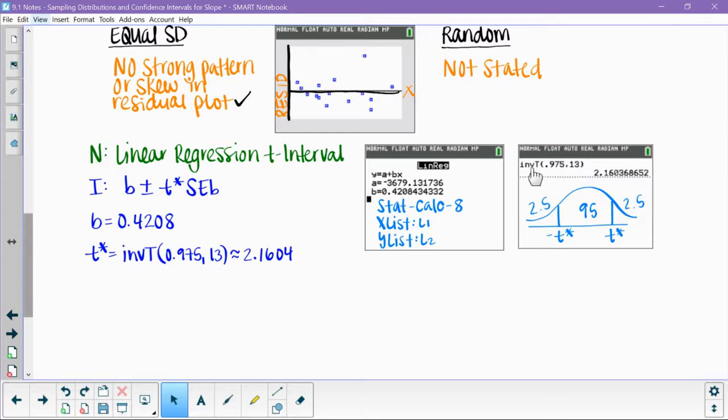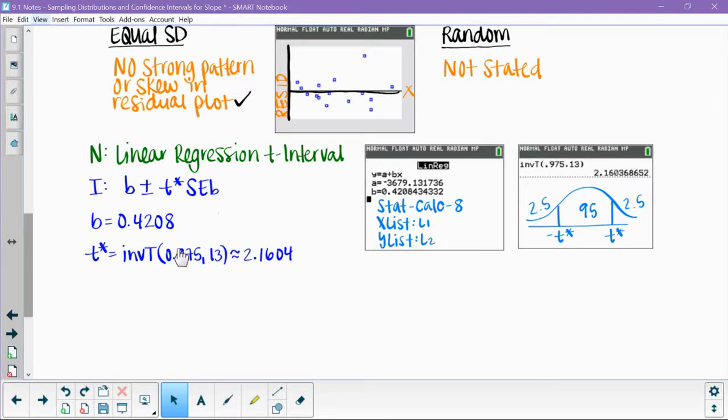So inverse T, second vars, inverse T asks us for 2 things, area and degrees of freedom. So I always take the positive one. You could very easily take the negative one. I do 95 plus 2.5, which gives me 0.975. And my degrees of freedom is my sample size minus 2, and that's noted in our formula. So 15 minus 2 is 13. So I get my t star, 2.1604.